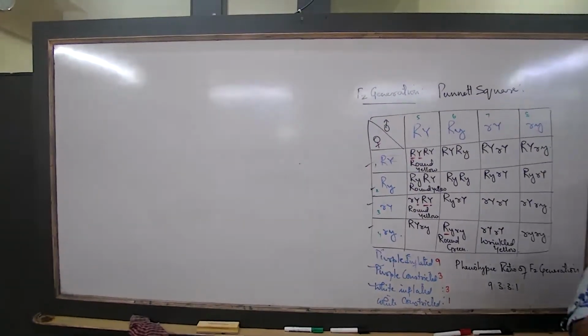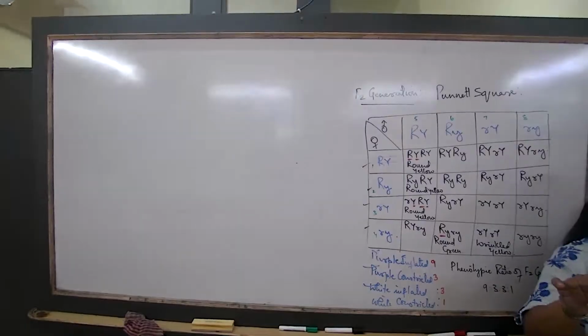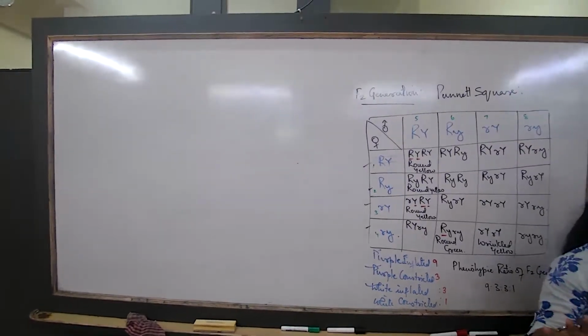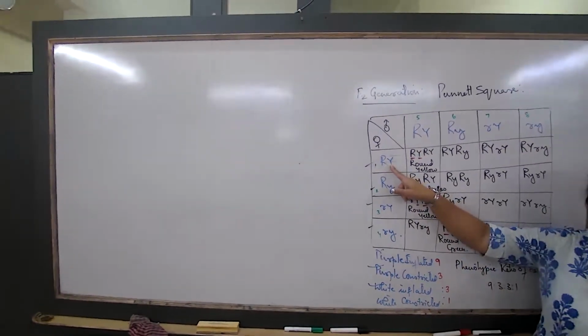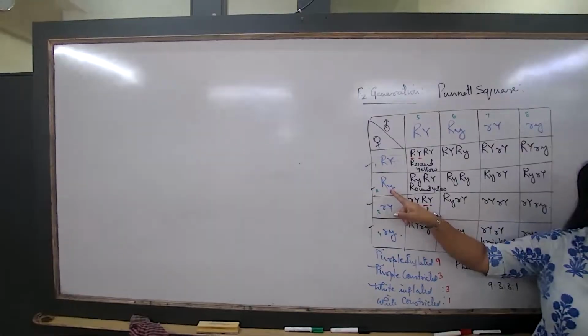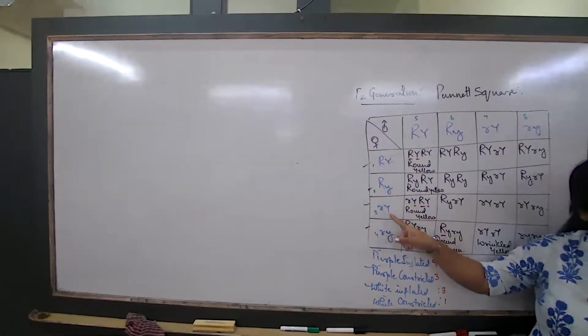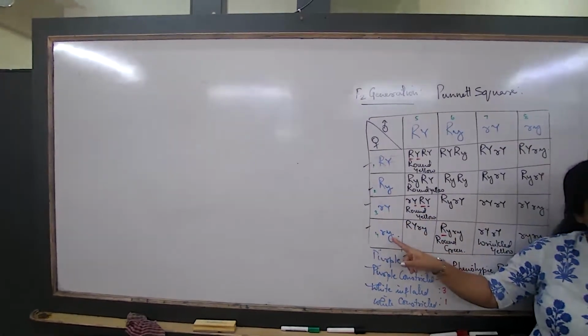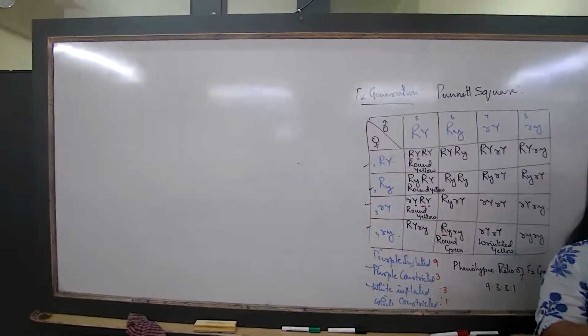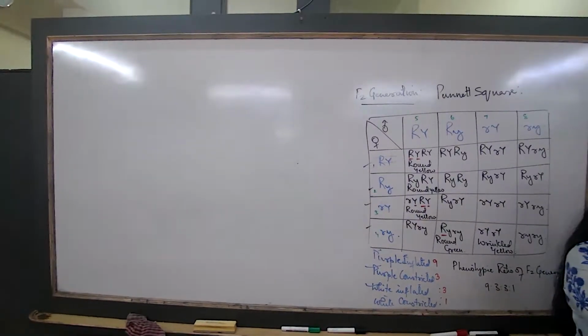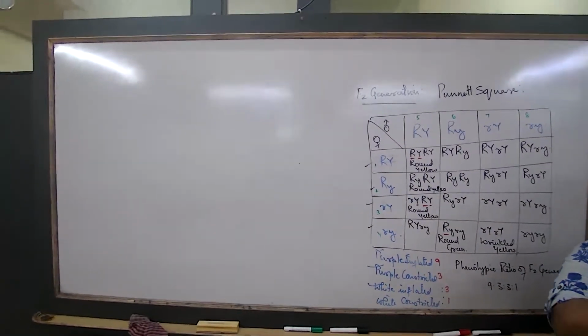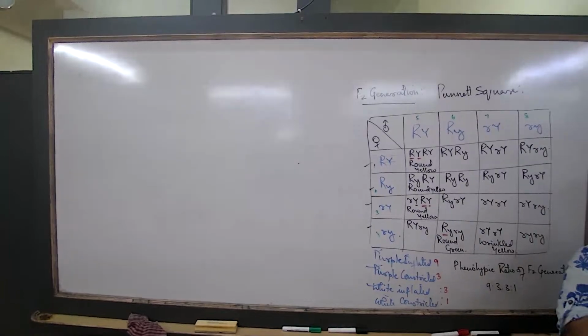What did we learn? 4 chromosomes individually getting inherited and forming 4 types of gametes. One pair absolutely independent of the other pair. This independent of this independent. That's the reason all 4 chromosomes, were they linked together, 2 going together? No. All 4 individually separating, forming 4 types of gametes.